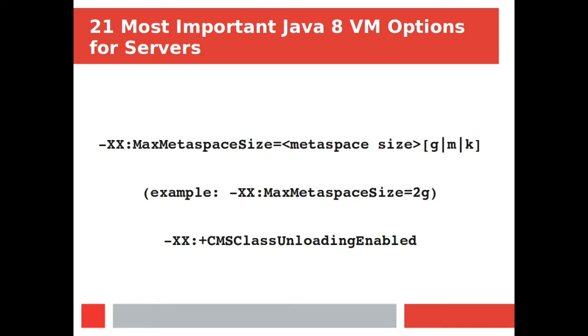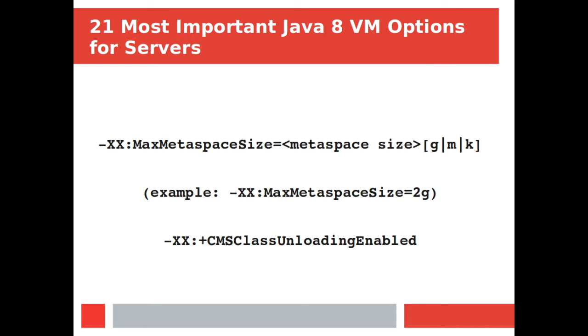This memory is used in addition to the heap memory we specified before for storing class metadata information. The default size will be unlimited. I tend to limit max metaspace size with a somewhat high value, just in case something goes wrong with the application, so the JVM will not hog all the memory of the server.